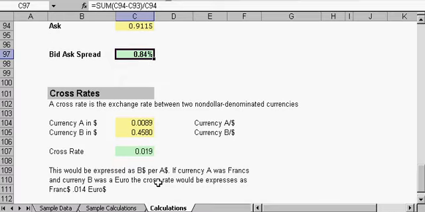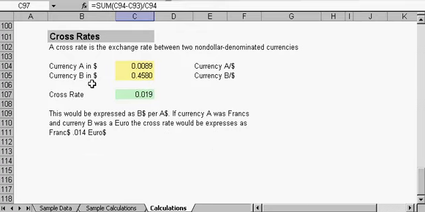Cross rates. Very common. It's an international world right now. It's a globalized world where we have cross rates where we exchange currencies that aren't exactly US dollar, except these currencies can be exchanged, maybe a Swiss franc to a euro. The cross rate would be expressed as B per A. If currency A was a franc, the currency B would be a euro. The cross rate would be expressed as francs per 0.014 per euro.